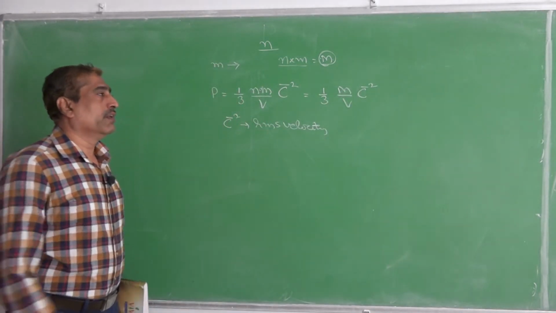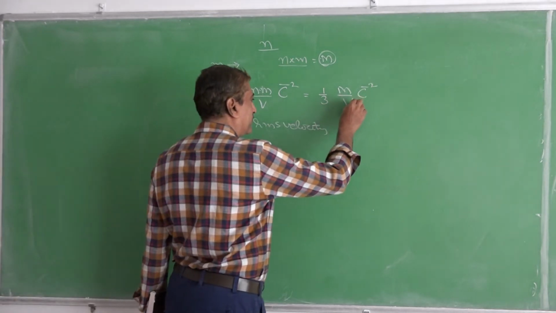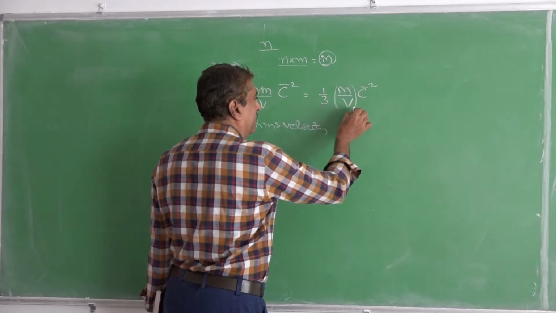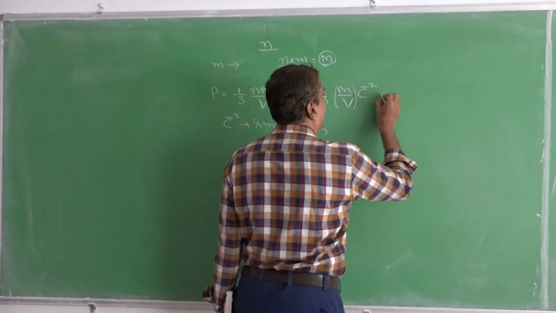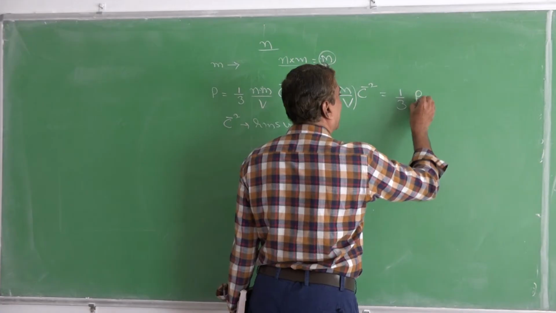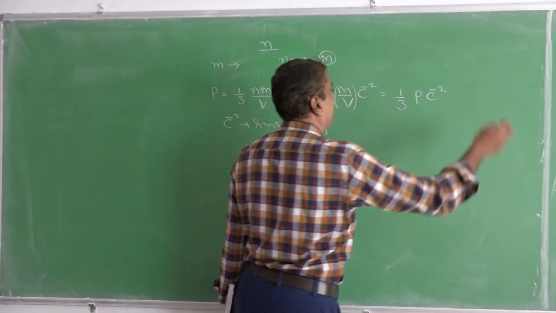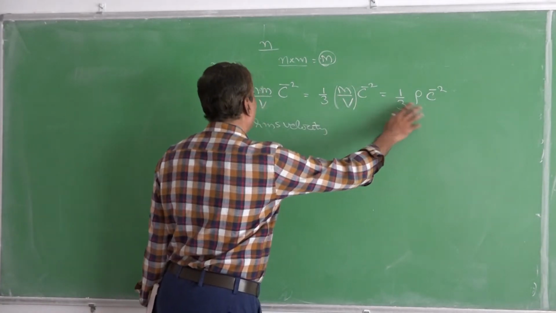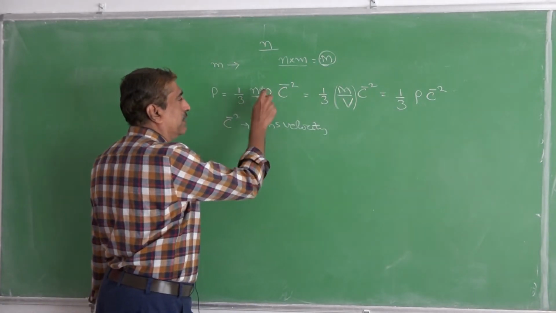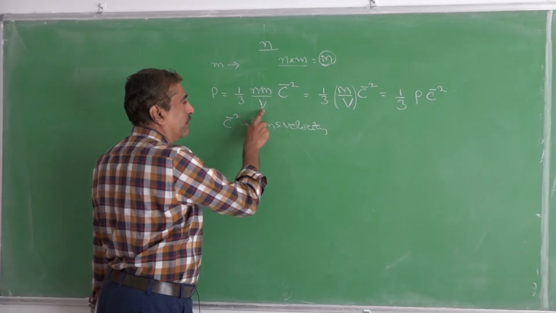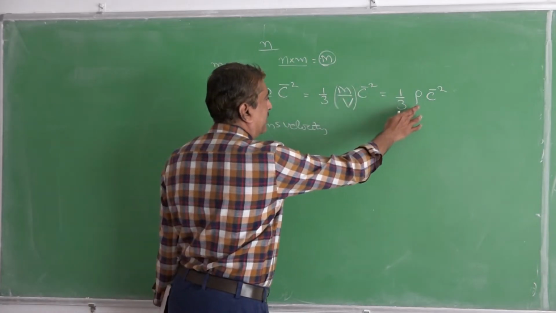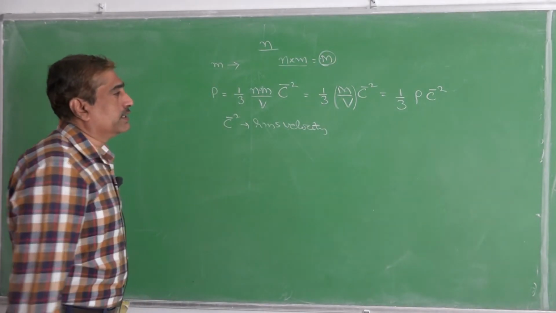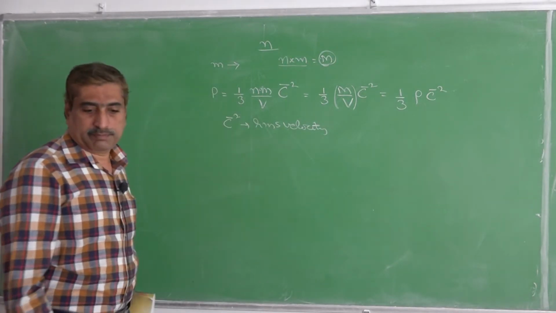Now from this we can write mass by volume as density. So this equation can also be equal to 1/3 density into C bar square. So remember these three equations. This is pressure in terms of mass of the molecule and volume, this is in terms of density, and this is in terms of total mass by volume. This is the formula that you have to remember.